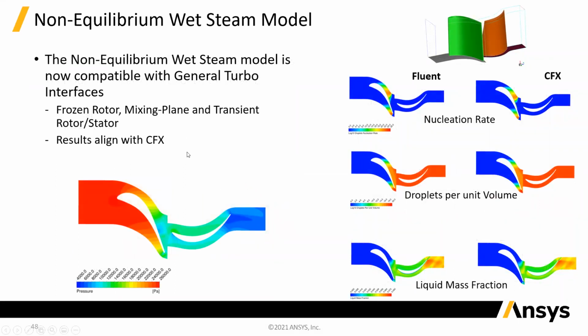And this model at the same time has been made compatible with the turbo interfaces. So frozen rotor, mixing plane, transient rotor stator. So you can do in Fluent with this model now what you could do in CFX. And as you can see on the right-hand side, you're also going to get the same answer. So if you're doing wet steam calculations, there's no reason not to move across into Fluent now.